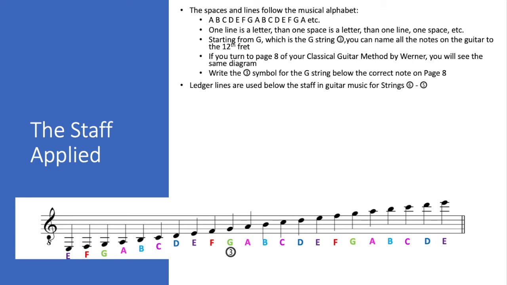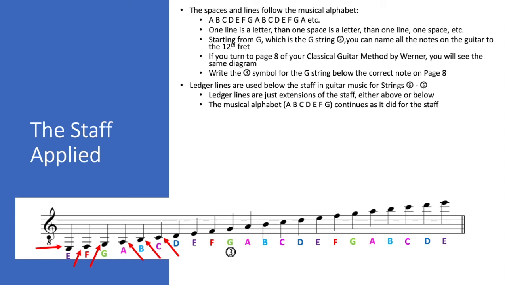So as you move to the left of the staff, you may notice those little lines. You can also see them to the right of the staff. Those are called ledger lines. These ledger lines are used to show the notes for the 5th and 6th strings. Ledger lines are just extensions of the staff, either below the staff or, as I mentioned, above the staff. The musical alphabet just continues as it did for the staff, where if the note is on a line, that means it's different than the note below the line. We can see that C is the first ledger line below the staff, and then B is below that first ledger line, and so forth.